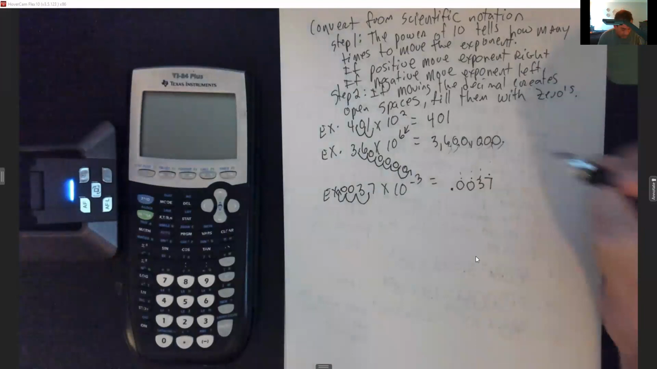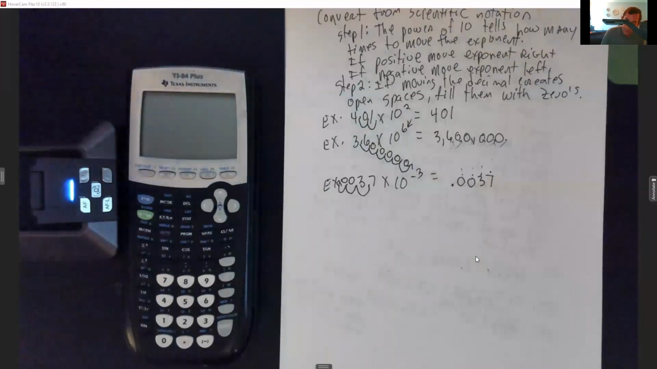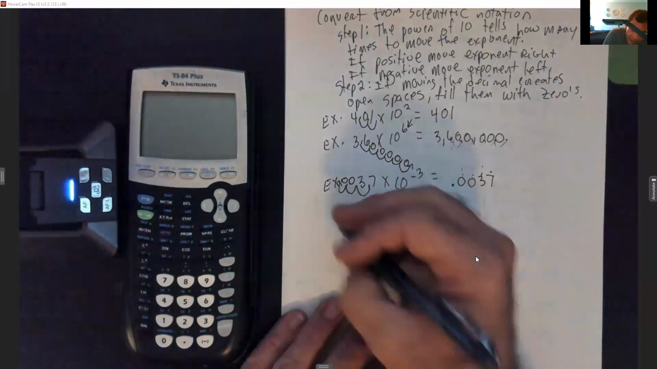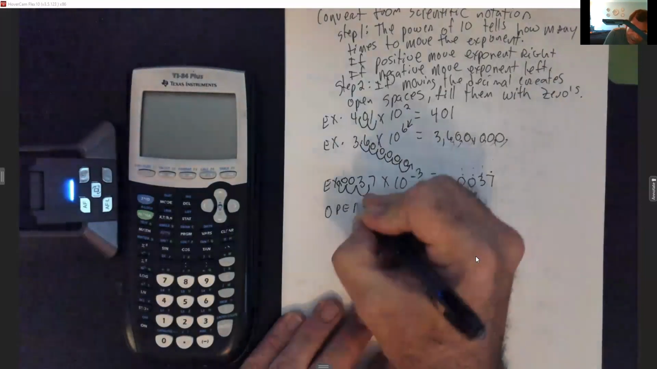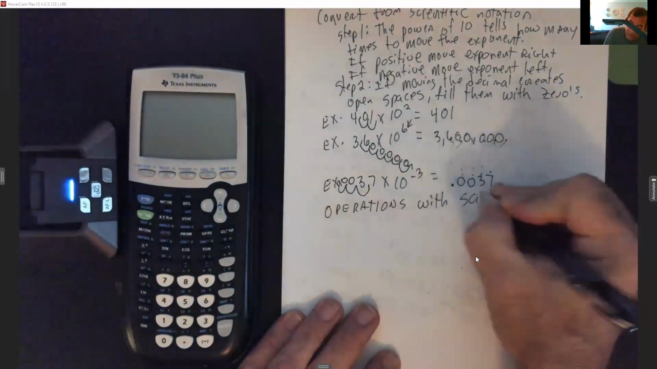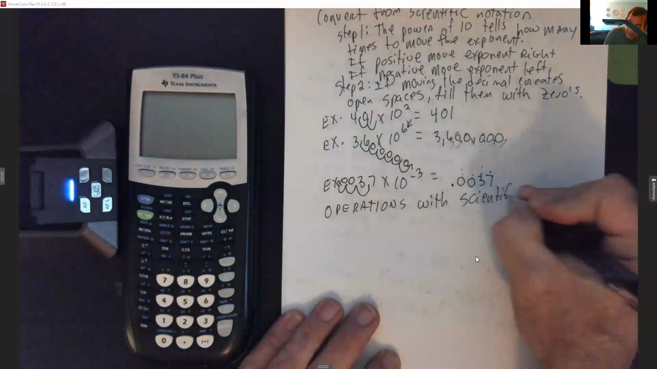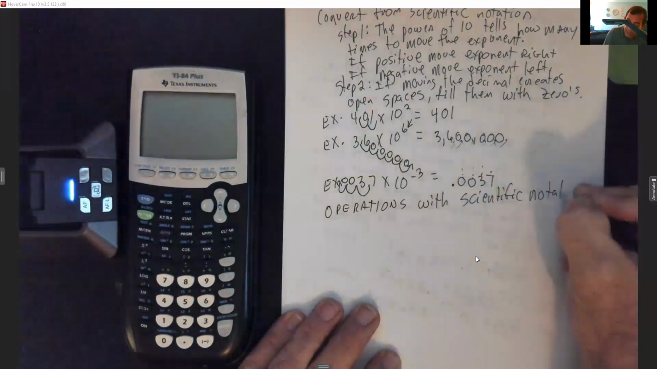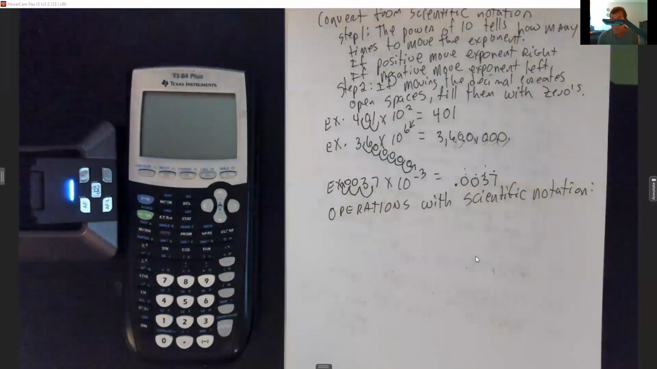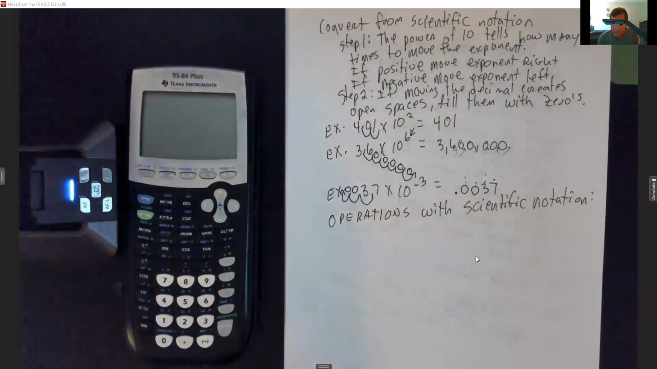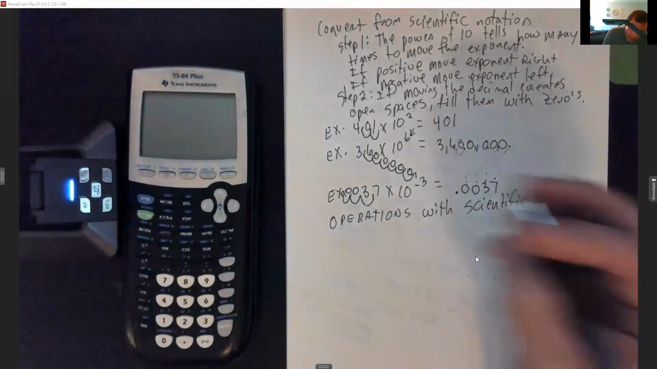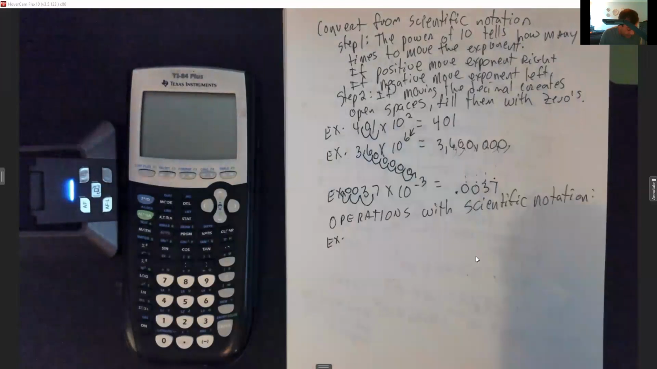Alrighty, y'all, so we can also use scientific notation in operations. So these will be operations with scientific notation. So we'll start out, we'll multiply and divide, then we will add and subtract. So usually on these, they'll write them in parentheses.